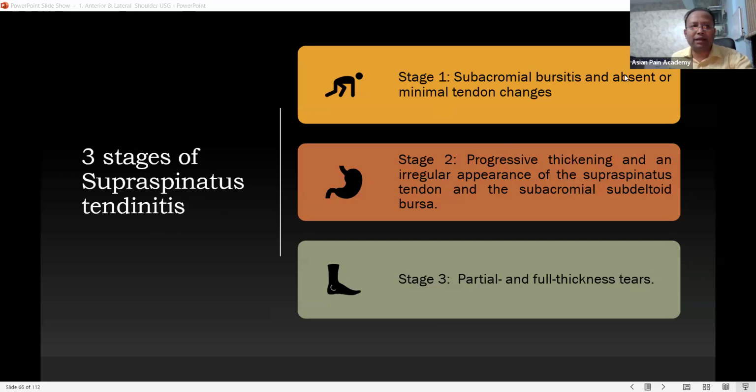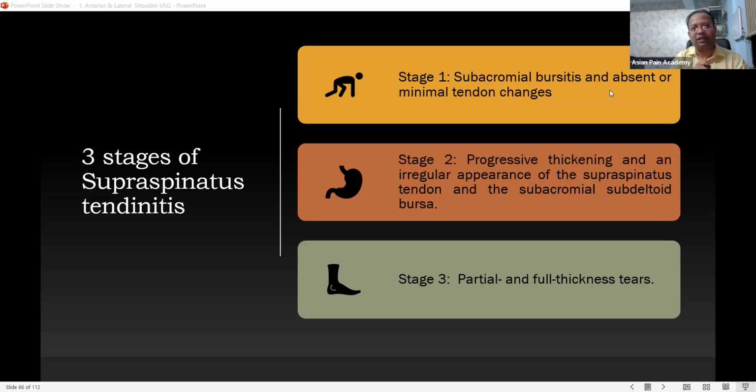Remember, many times a patient comes to us with impingement syndrome, and many times you diagnose supraspinous tendinitis also, tendinosis or tendinitis. Both are different, but if you diagnose a case to be supraspinous tendinosis, that need not be a case of impingement syndrome. There are differences.